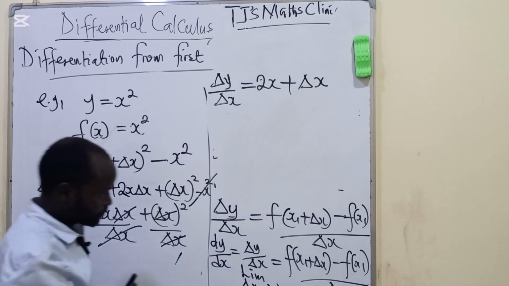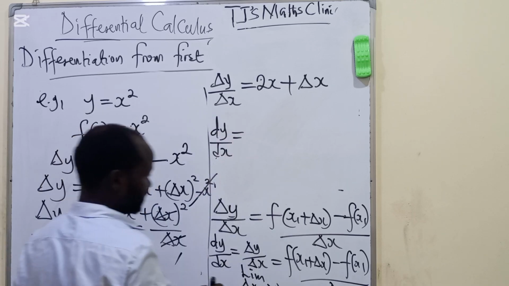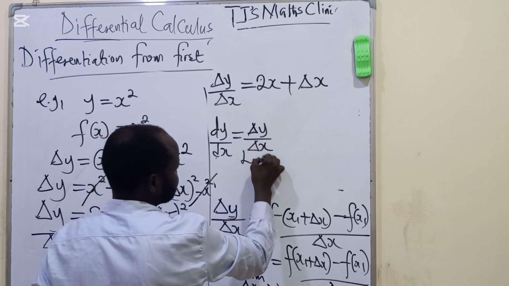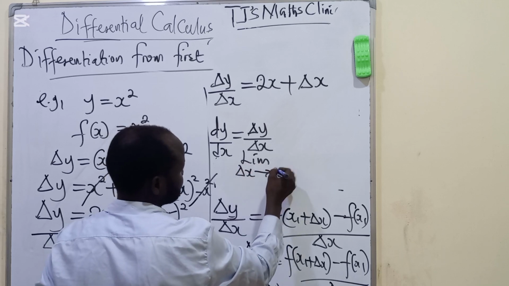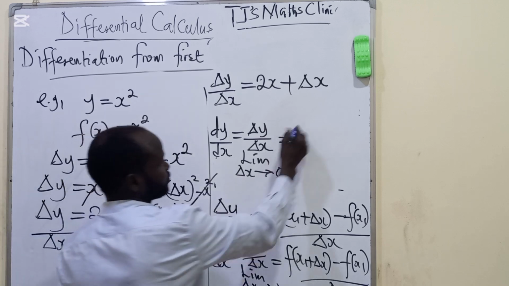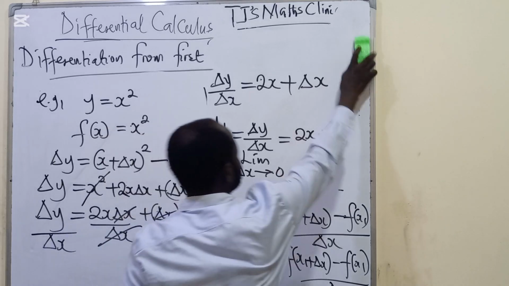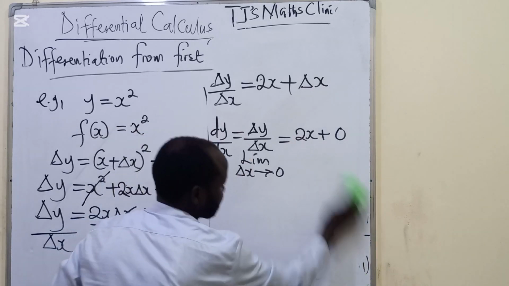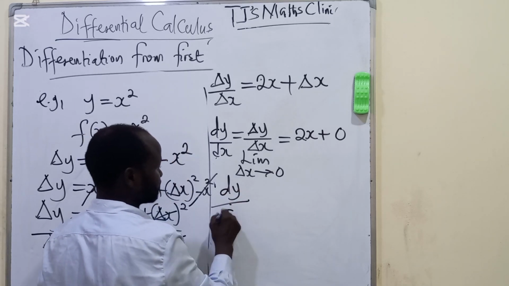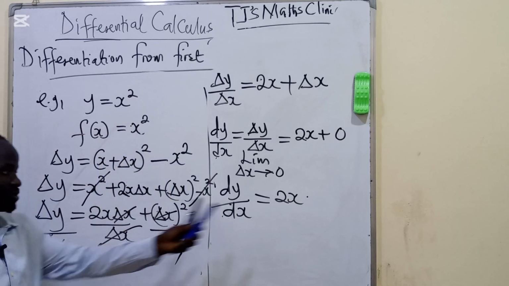So the limit now, of the change in y with respect to the change in x, delta y divided by delta x, as the limit of delta x tends to 0, will be equal to, anywhere we see delta x, we substitute 0. So it will be 2x plus 0. So finally, dy by dx will now be 2x. Very important. So the solution to this is nothing but 2x.